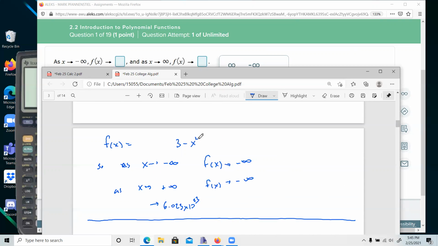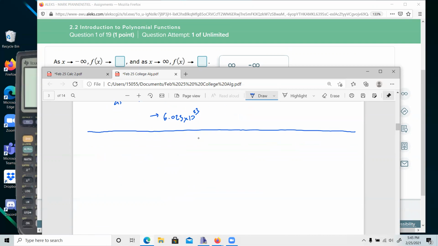So let's try another one. Let's go with f of x equal to 1 over x. It doesn't have to be a polynomial for us to use this notation. So we're going to say, as x tends toward positive infinity, what does the graph of 1 over x look like? They go further and further and further along. 1 over that number is going to be very, very tiny. f of x goes to 0 as x tends towards negative infinity.